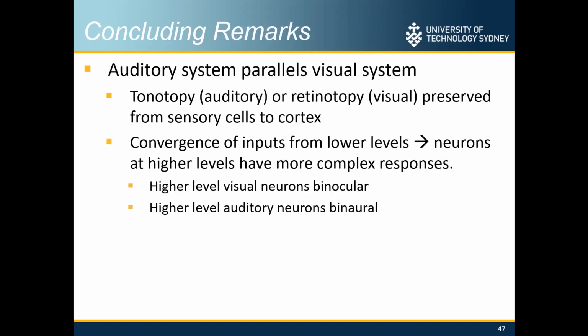Another important thing to note is the parallels of the auditory system with the visual system. What was observed is that the tonotopic maps were preserved from the sensory cells to the cortex in both systems. And lastly, information propagated into the respective primary areas of the auditory and visual system involves the convergence of the inputs, where neurons are considered binaural or binocular, where neurons receive input from both sides of the ears or eyes, respectively. With that said, the lecture has now concluded.